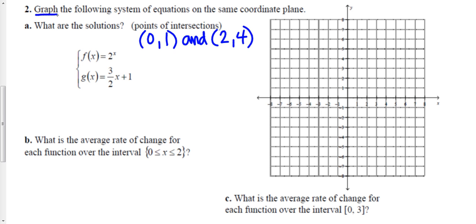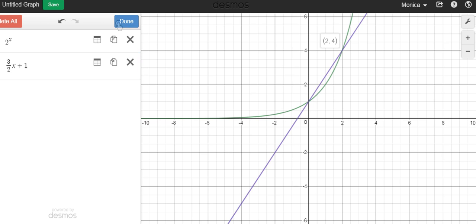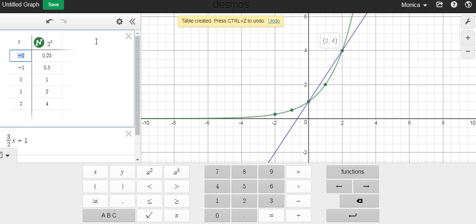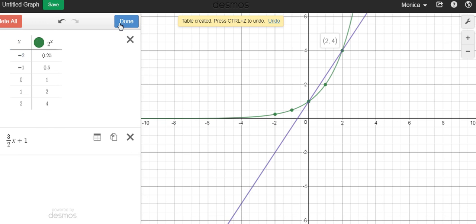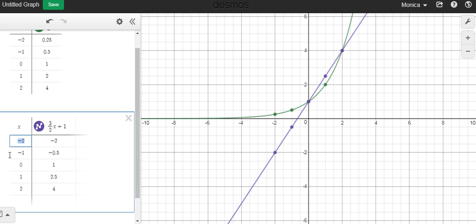So what I want you to do is go ahead and pause the video. When you pause the video, you can go ahead and pull this up in Desmos on your Chromebook. And then you want to take a look at the tables for each one, and use these tables to help you graph each of these. I expect you to do this on your own.